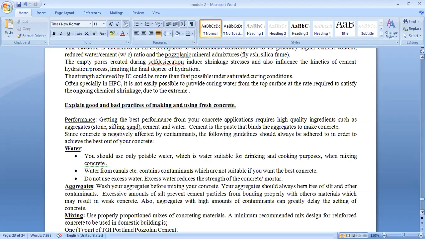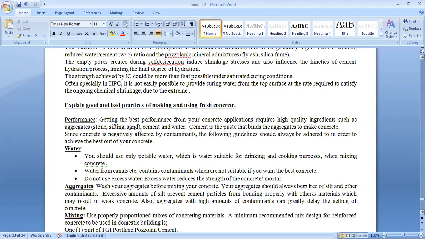Water used in concrete must be potable water. Excess water must be avoided; excess water reduces the strength of the concrete. Wash aggregate before concrete mixing. Concrete mix proportion should be proper. A mechanical vibrator should be used to remove voids and air bubbles. Concrete must be placed within the initial setting time.